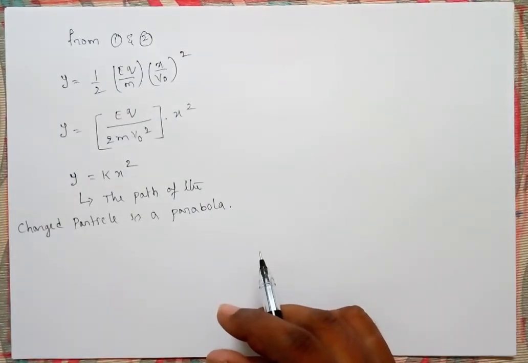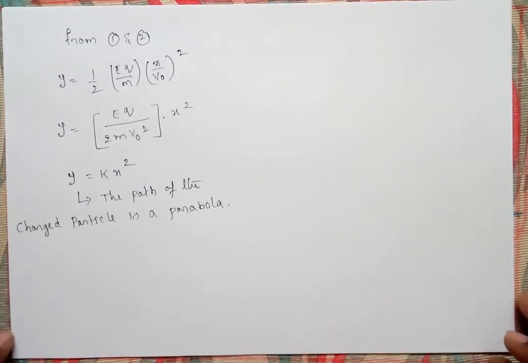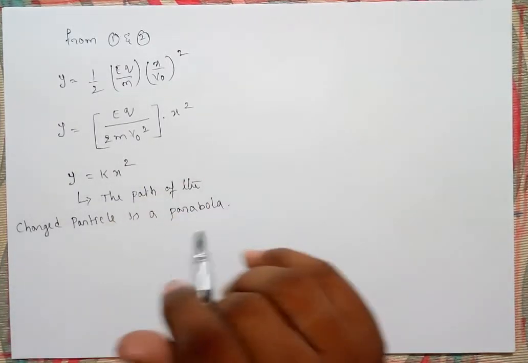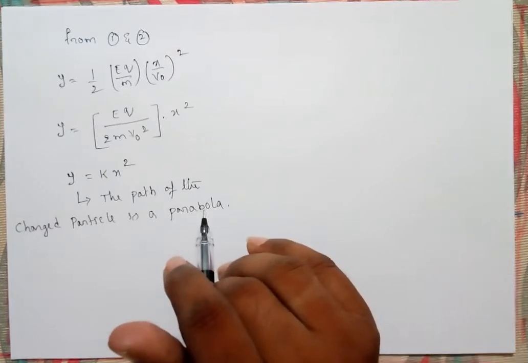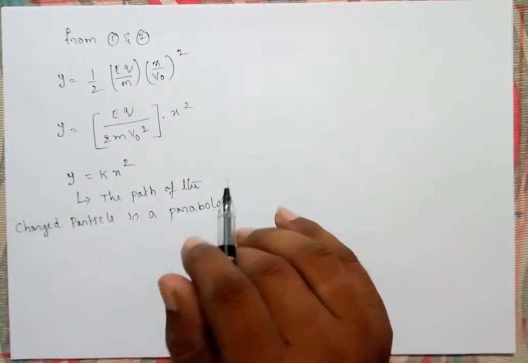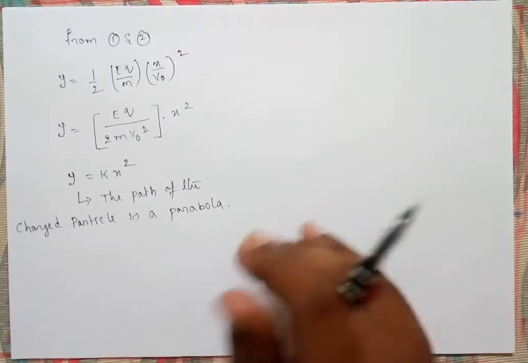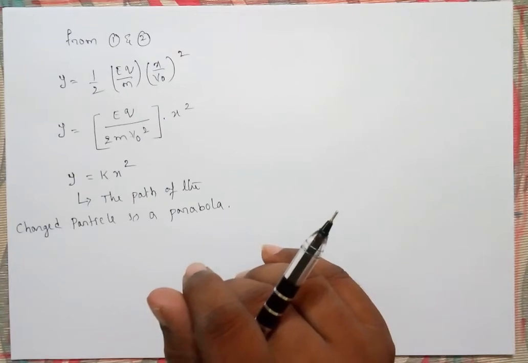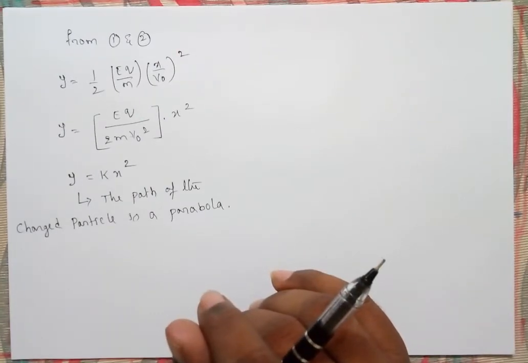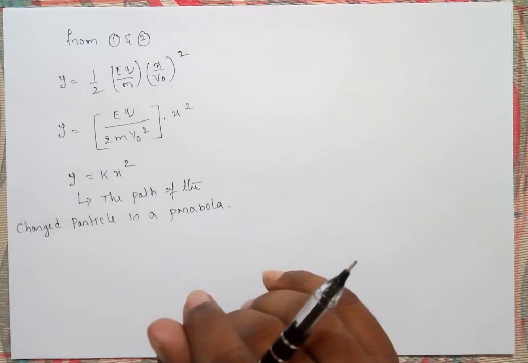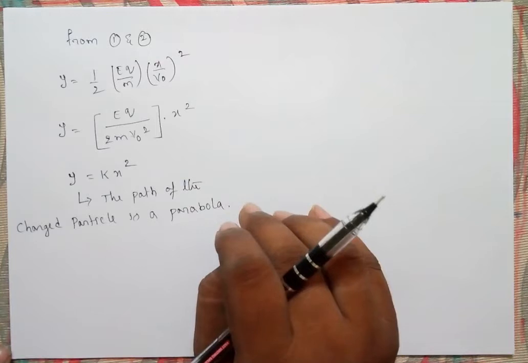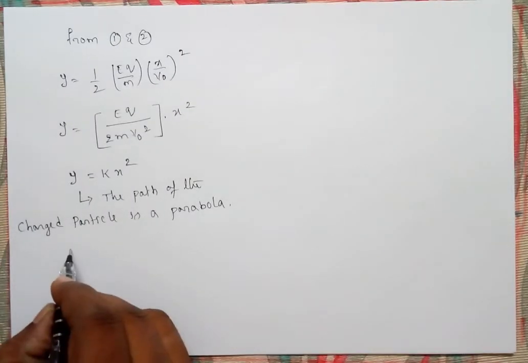Next we will go for another case: if a charged particle is projected by making an angle theta with the horizontal in a uniform electric field, what is its velocity or what is the position after time t seconds, that we will be discussing.